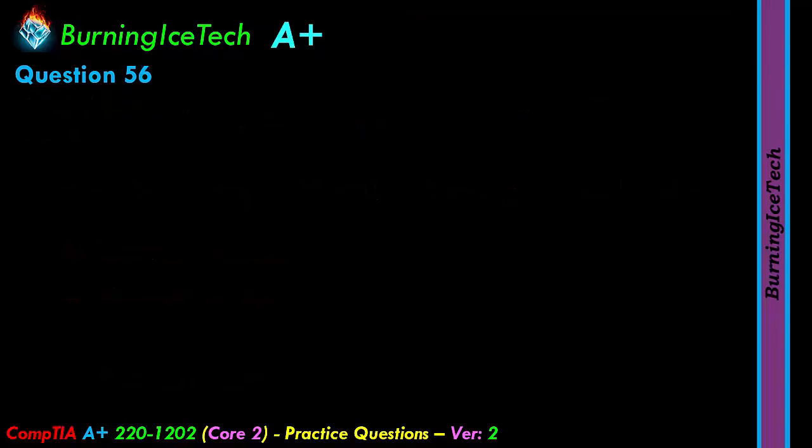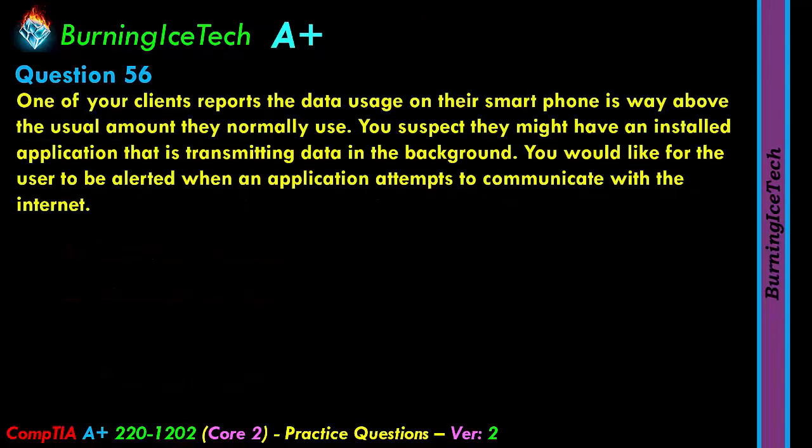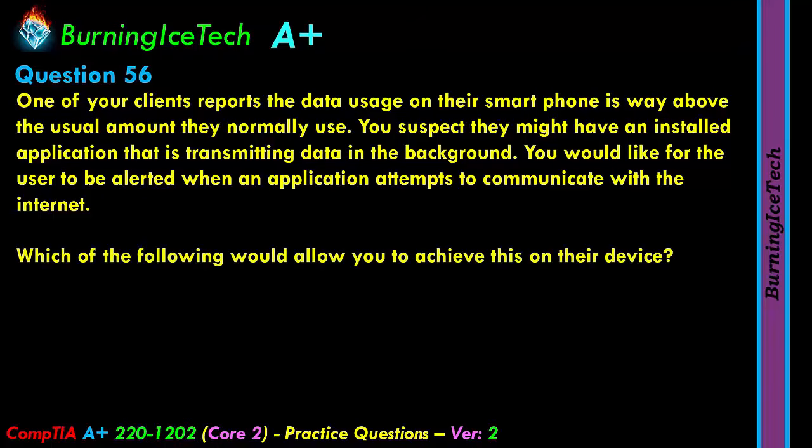Question 56. One of your clients reports the data usage on their smartphone is way above the usual amount they would normally use. You suspect they might have an installed application that is transmitting data in the background. You would like for the user to be alerted when an application attempts to communicate with the internet. Which of the following would allow you to achieve this on their device?